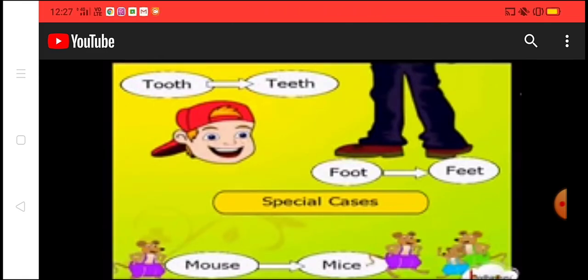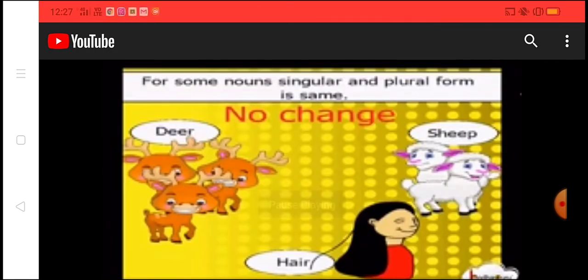Now here are a few more examples. Tooth, teeth. Foot, feet. Mouse, mice. So all these terms should be memorized, students. Only by a lot of usage will you be familiar with these terms. So have this in your mind. Now you can put the side heading as no change.